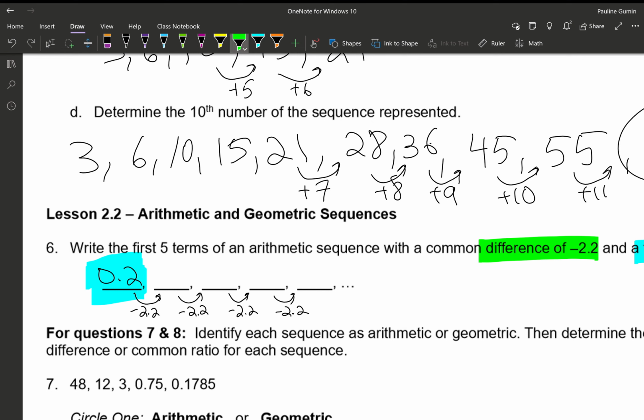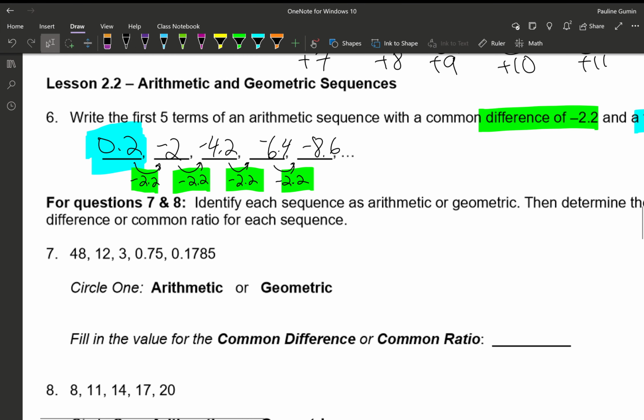All right, let's whip out our calculators and do it. So first I subtract 2.2, negative 2. Subtract 2.2. Another subtraction. And one last one. I end at negative 8.6.